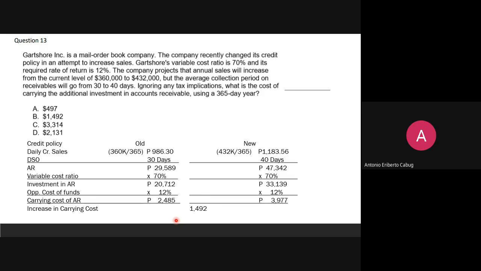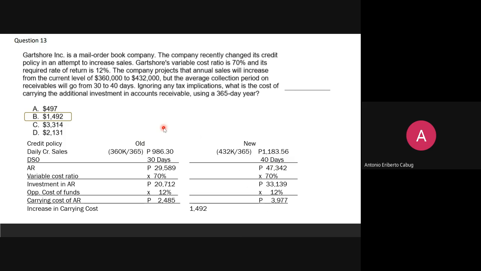Very good. A lot of you were able to answer correctly. Letter B. 1,492. Letter B. Okay? So, very good, ha? I hope hindi kayo nagkopyahan lang, ha? I hope talagang na-arrive nyo, no? On your own. Okay, gusto ko yung nangyaring to.